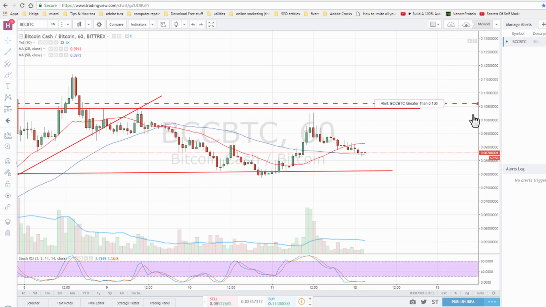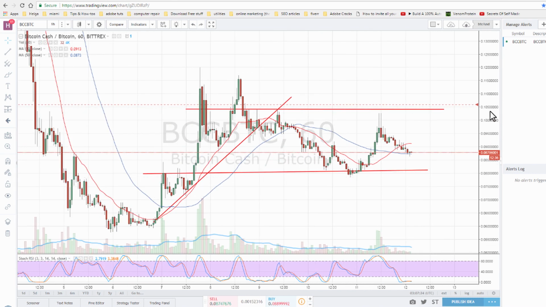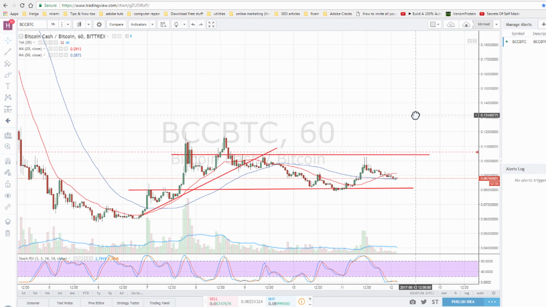However, I have the alarm set here on my TradingView. If you see this dashed line here, it says alert BCC versus BTC greater than 0.106. As soon as this line is crossed, I'm going to receive an email and an alarm on my phone, and then I would consider entering the trade after I do my analysis. But that's a quick update for Bitcoin Cash.